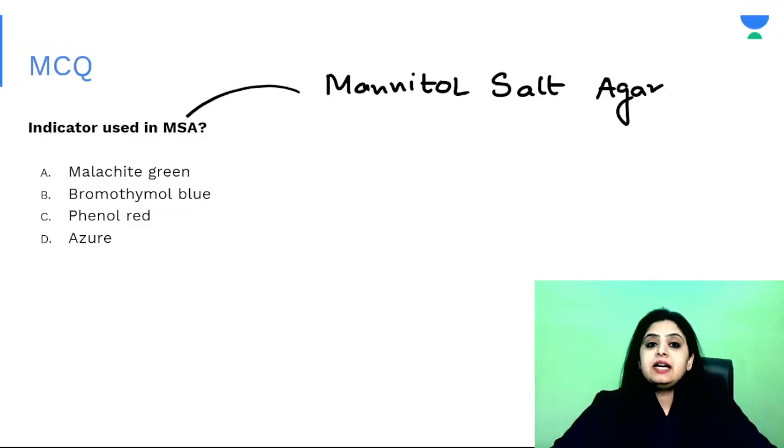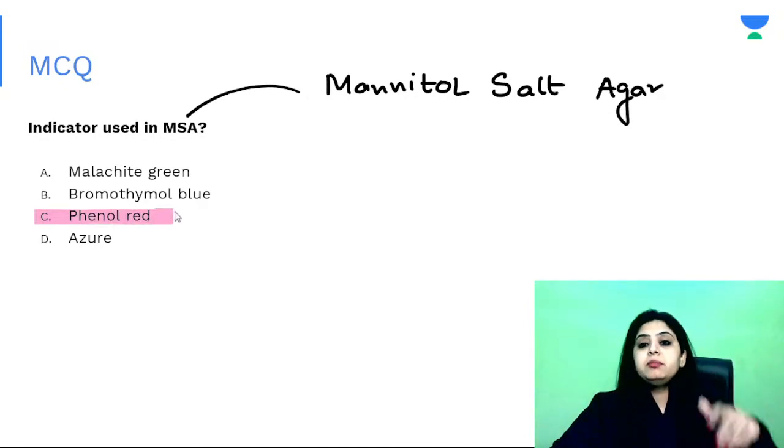So finally the answer to this is phenol red. Phenol red. We are going to make a table. अभी एक table बनेगा, सबके colors, सबके indicators. Yes, you're right. Phenol red.